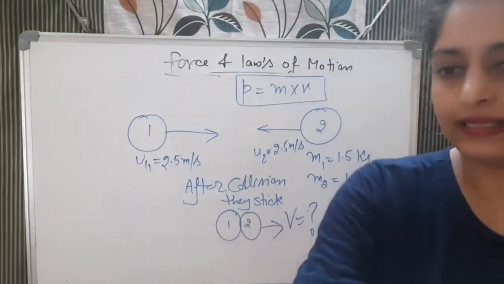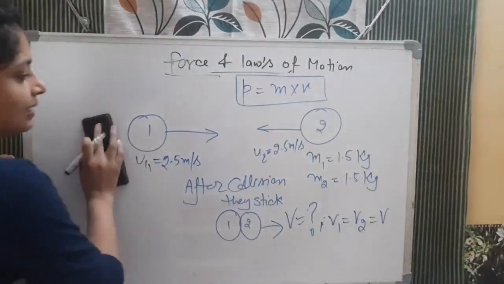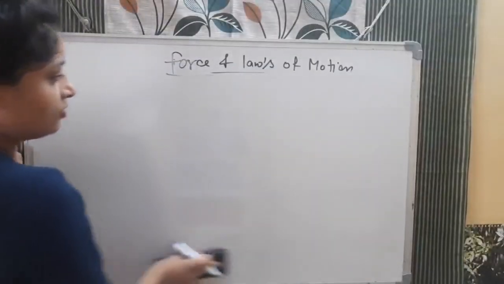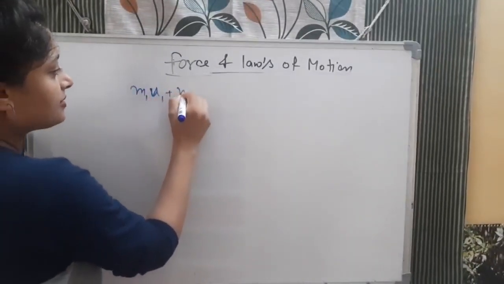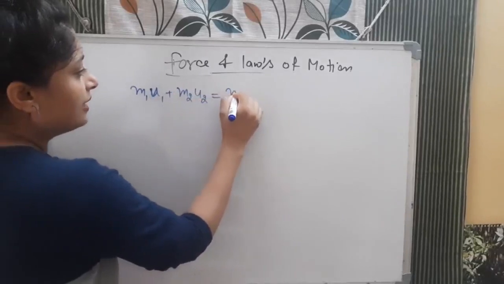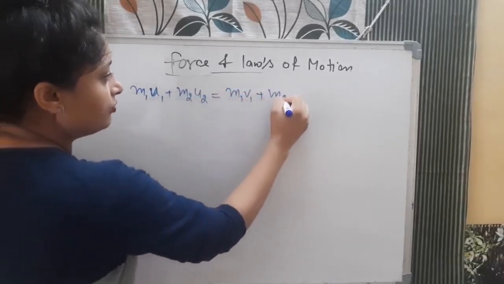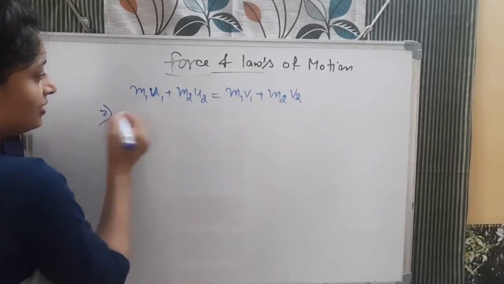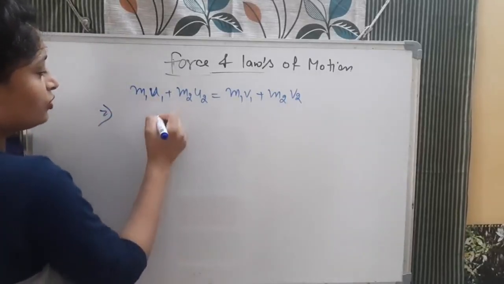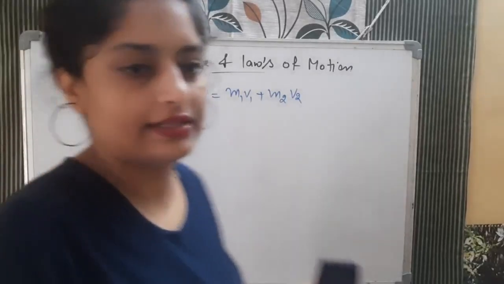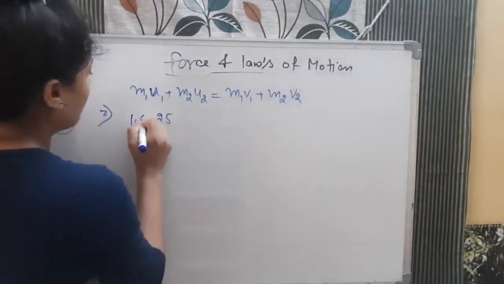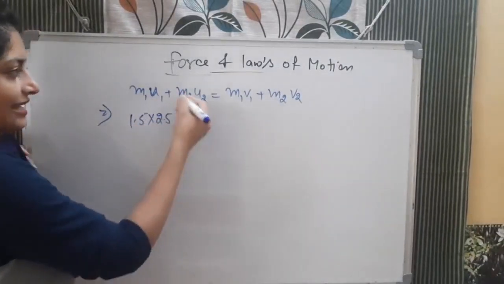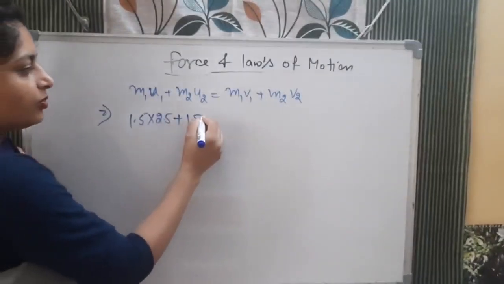Okay, so apply that. I'm erasing this diagram. Now we are writing the conservation of momentum: M1 U1 plus M2 U2 is equal to M1 V1 plus M2 V2. From here, when we calculate, M1 was what? U1 was 2.5 and M1 was, I think, 1.5. I forgot. Yes, 1.5 kg.